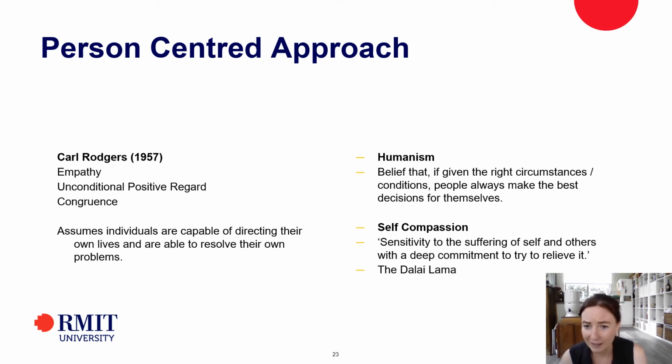Congruence is actually not about the client. Congruence is about you as an AOD worker. Congruence is about genuineness, and it's about your self-belief, what you understand of yourself, who you understand yourself to be, matching as closely as possible the outward self that you share with others. So the opposite of congruence would be wearing a mask, being fake, being inauthentic.